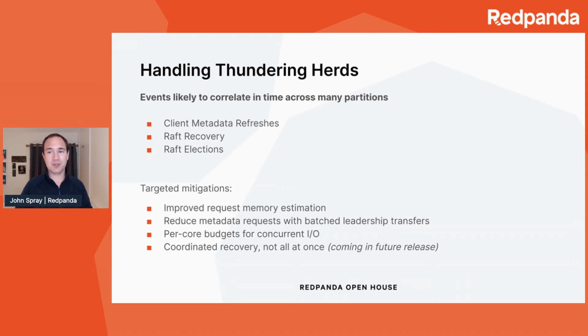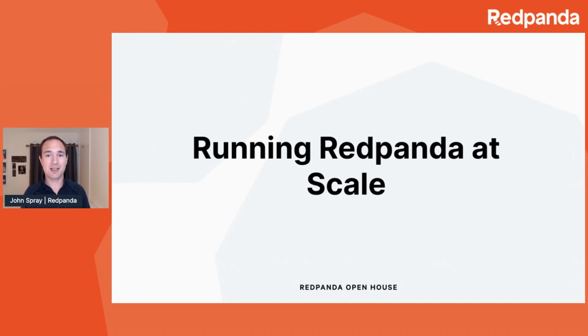For recovery, we can even go a little better. There's a feature called coordinated recovery, which is currently in a pull request, that looks at the overall queue of partitions that need to recover and prioritizes them. Small partitions get recovered first. Internal partitions get recovered first, rather than a situation where every partition tries to recover at the same time and contends for resources in a way that's unnecessary.